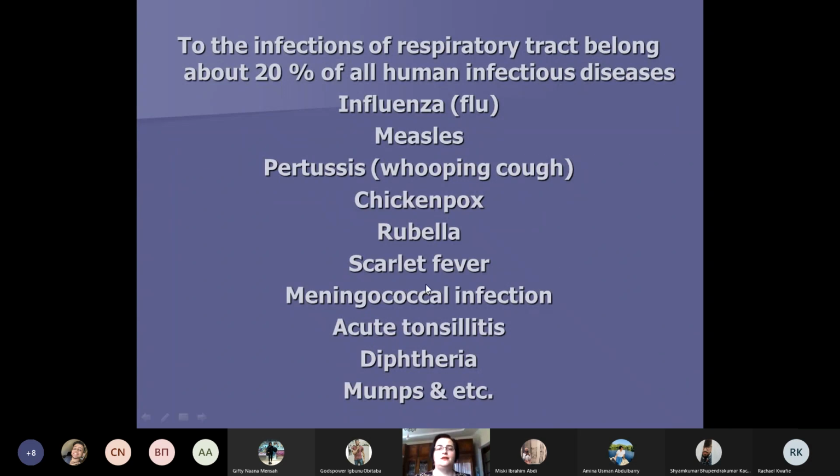respiratory infections. And you see, such infections account for about 20% of all human infectious diseases. And now, as you understand, maybe this percentage has even increased due to the COVID situation. I didn't list COVID here because maybe we will have a separate lecture about COVID.